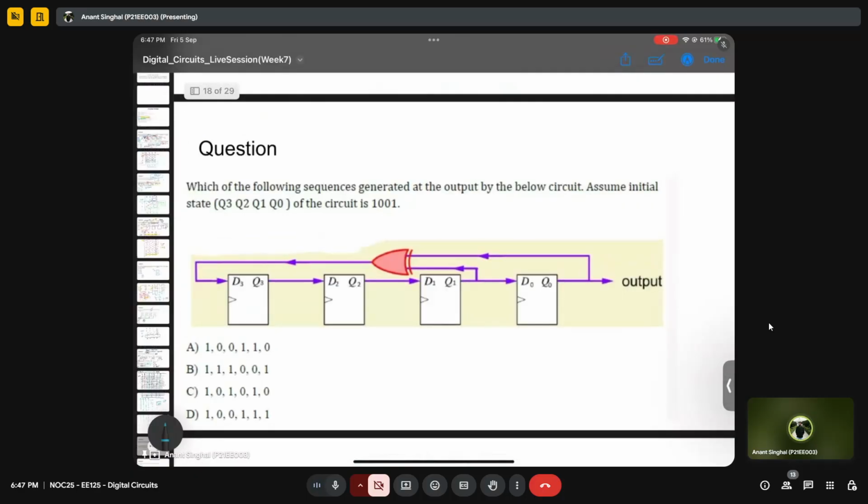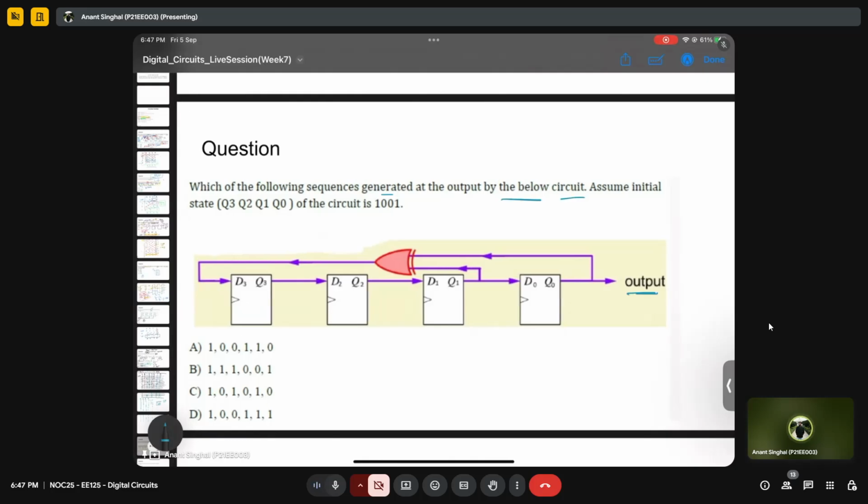Yeah, so this is again a similar question. It asks which of the following sequences is generated by the output. So the output we need to find is basically Q naught. You'll again make the same table that we made previously. You just need to find what sequence Q naught is following. Is the question clear? Okay, great. So maybe take 2-3 minutes and then let me know.